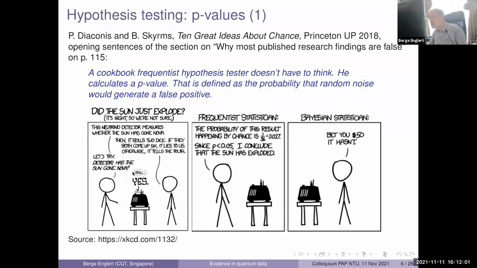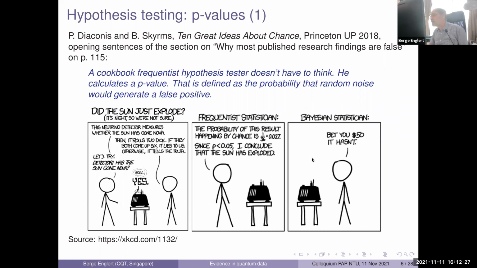So let's look at what the frequentists would say. The frequentist says the probability that this result happens by chance, which comes from rolling the two dice, is 1 divided by 36. That's 2.7%. That's below the threshold of 5%, which is the customary thing for p-values. And so I conclude that the sun has exploded.